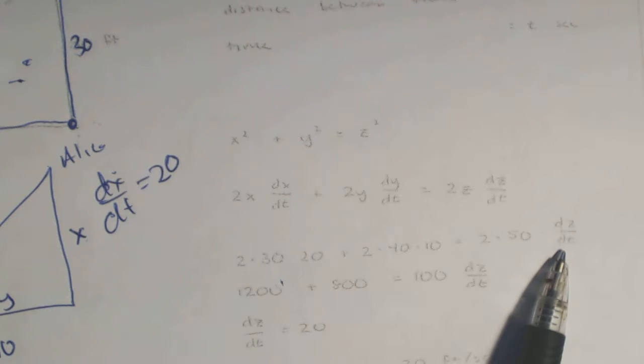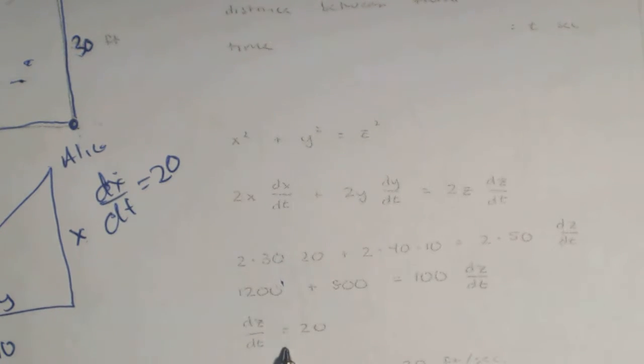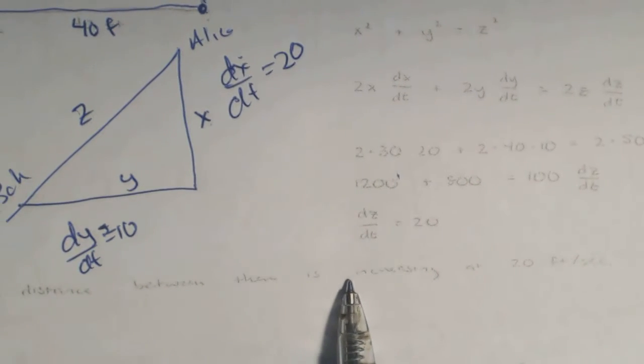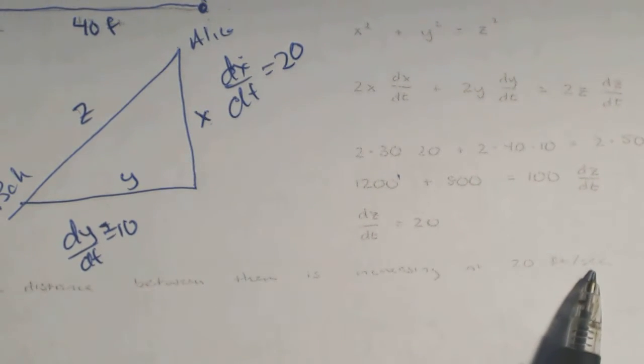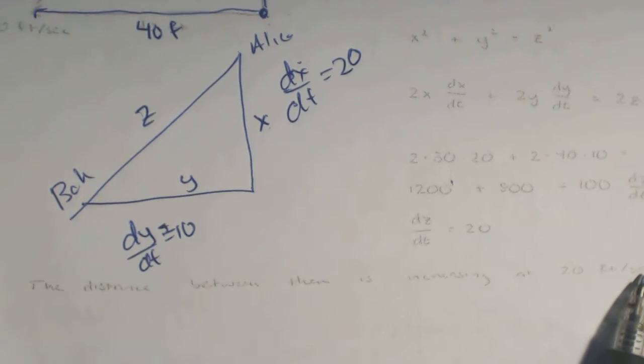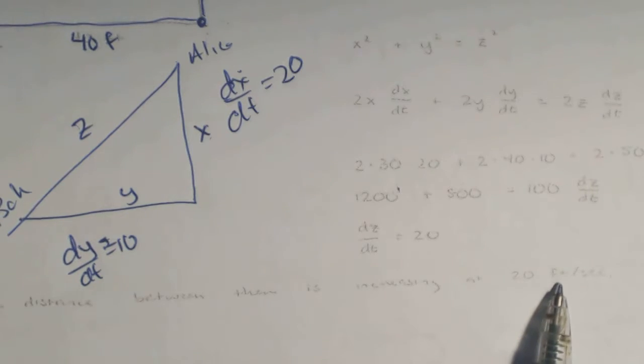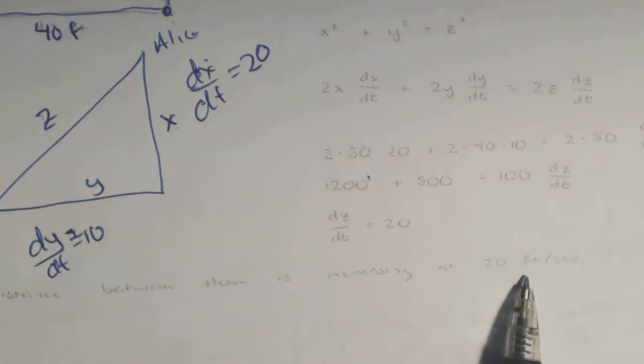At that point, you're only solving this with all numbers in there. There's your only unknown. You're solving for dz/dt, and the answer becomes dz/dt is 20. So it says the distance between them is increasing at 20 feet per second. And again, this is very light, but hopefully you're reading these solutions off of the solutions that are on Prism.